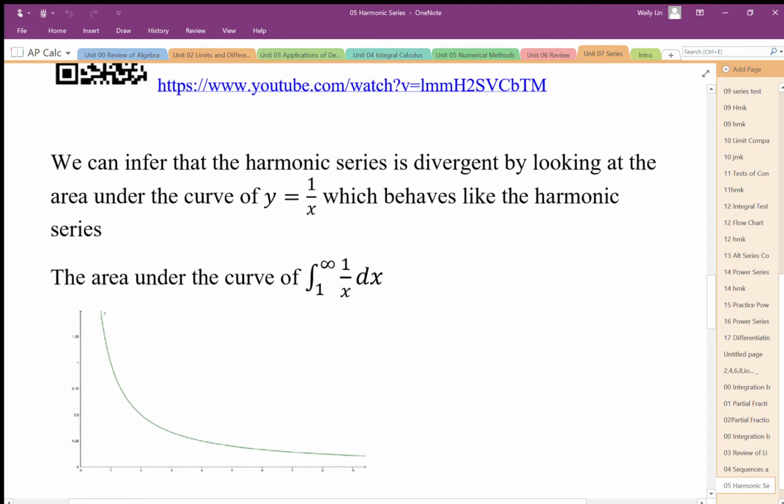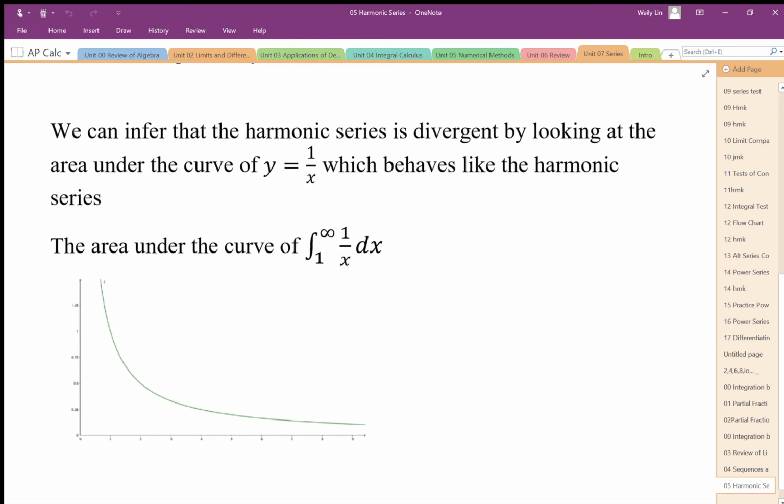So we can also prove that the harmonic series is divergent, or has an infinite sum, by looking at the area under the curve y equals 1 over x. Okay, because y equals 1 over x behaves like our harmonic series. Although the areas don't quite match, the behavior is the same. So this is an improper integral.